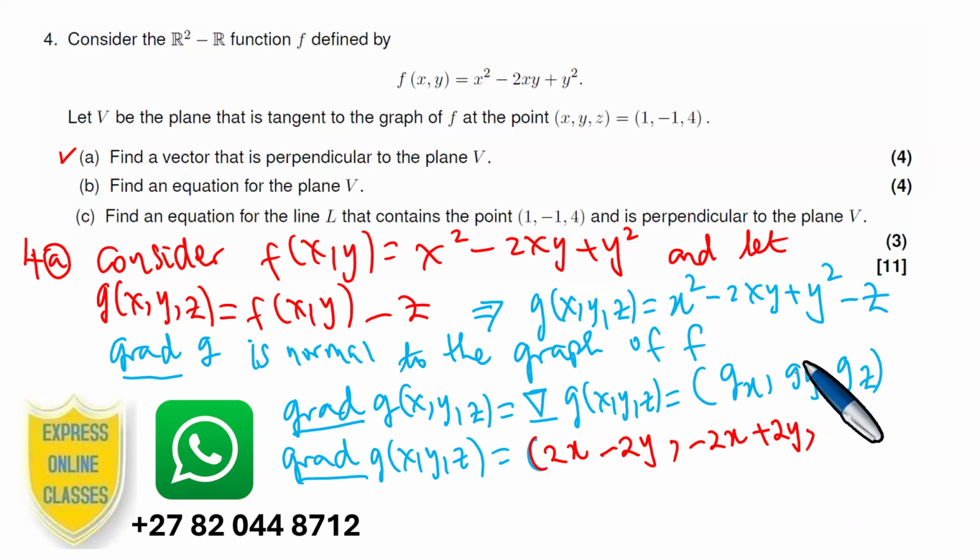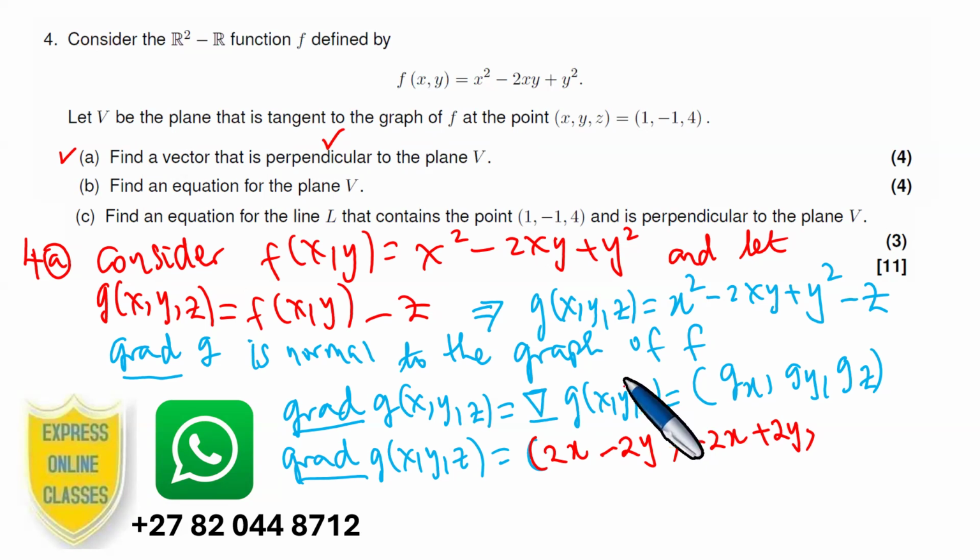Next, we want to find a vector that is perpendicular to the plane. The question is, how do we find a vector perpendicular to the plane? We have been given that this plane is tangent to the graph of f at this point.